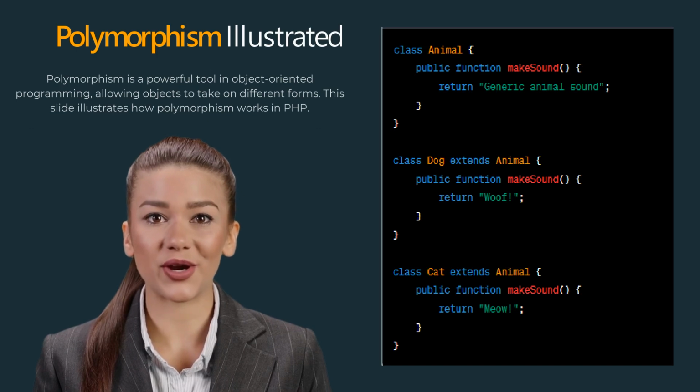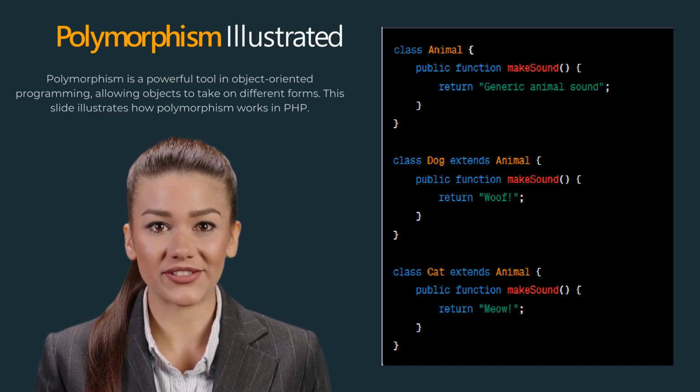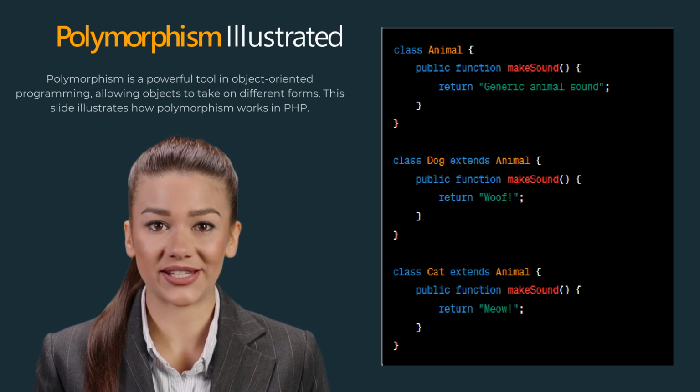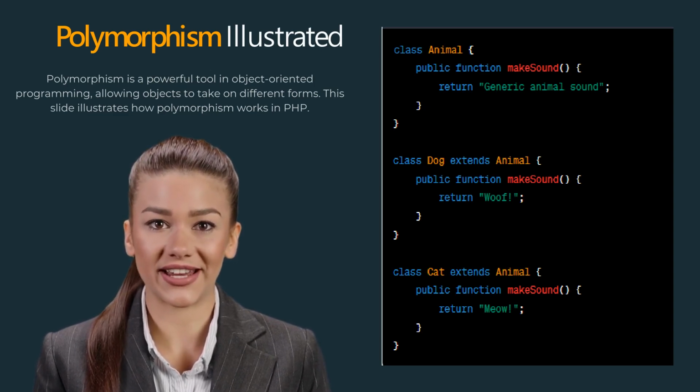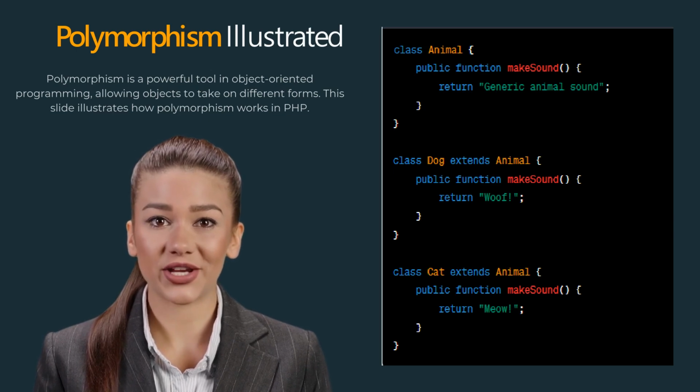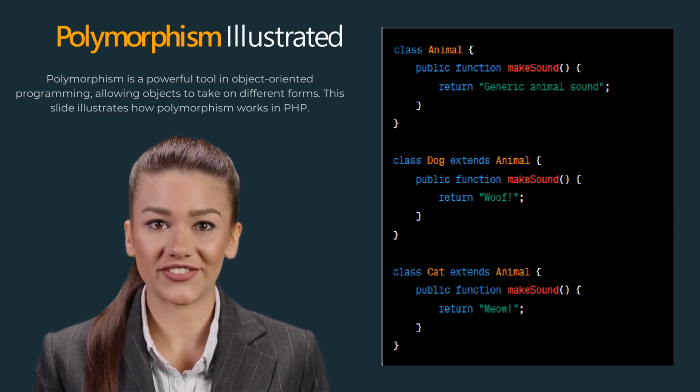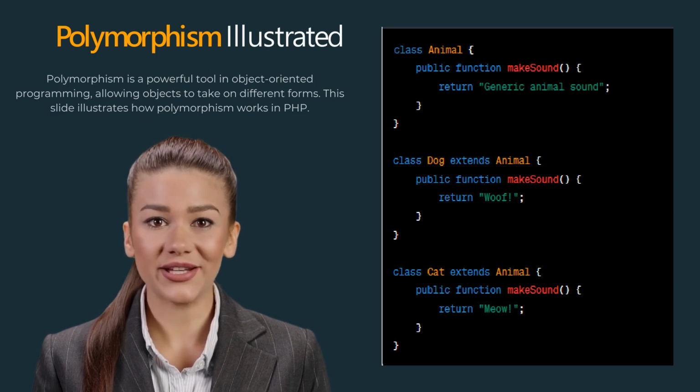The third concept is polymorphism. It allows objects of different classes to be treated as objects of a common superclass. Polymorphism promotes flexibility and extensibility in our code. In PHP, we can achieve polymorphism through method overriding. In this example, we have a common animal class with a makeSound method. The dog and cat classes extend animal and override the makeSound method with their specific sounds. By treating objects of different classes as objects of the common superclass animal, we can write code that works with different animal types, invoking the appropriate behavior dynamically.